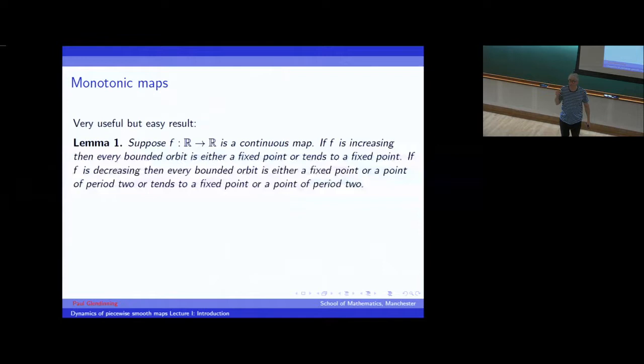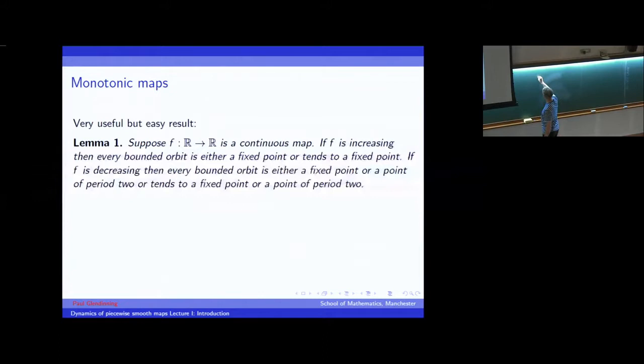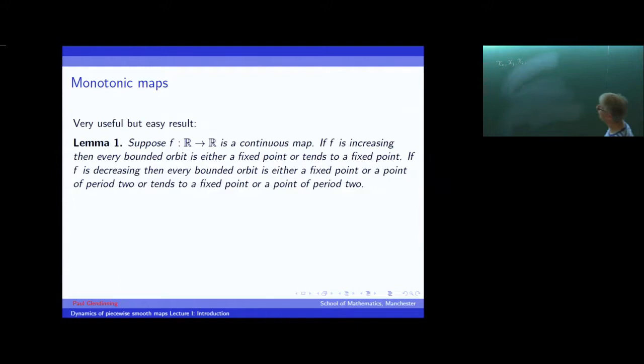So some, but not all. So there's a thing about sequences. Suppose I have a sequence, x0, x1, x2, and so on. Okay, real numbers. That's just a sequence. You could think about it as the orbit of a point, if you want, or it's just a sequence of numbers.